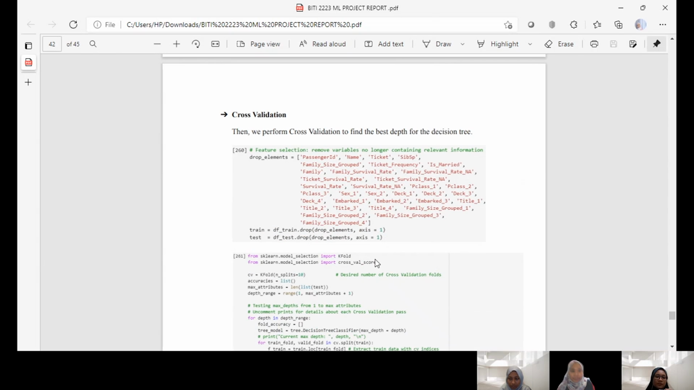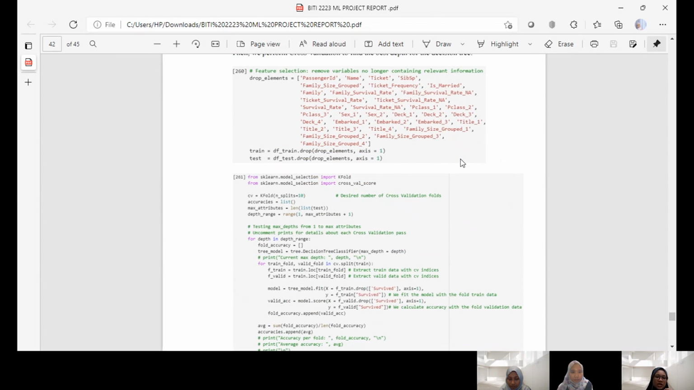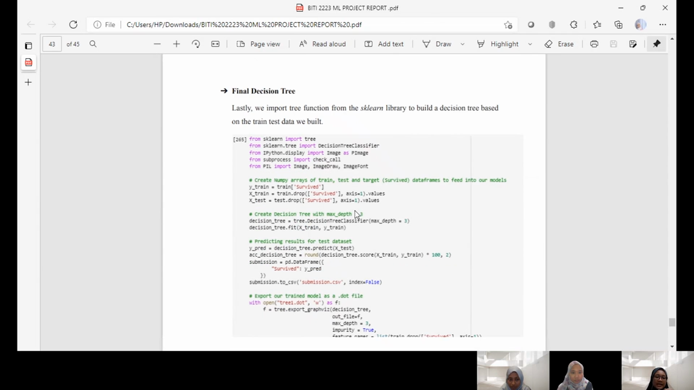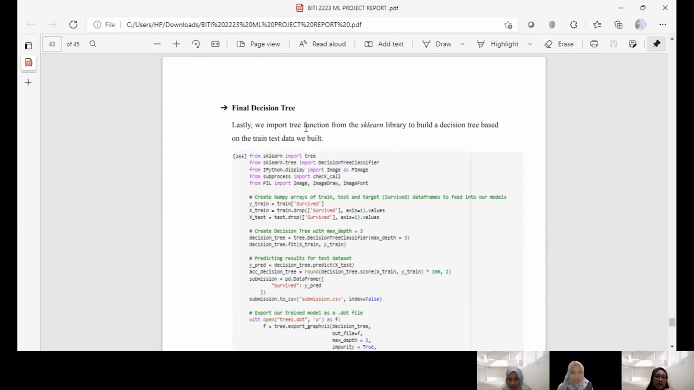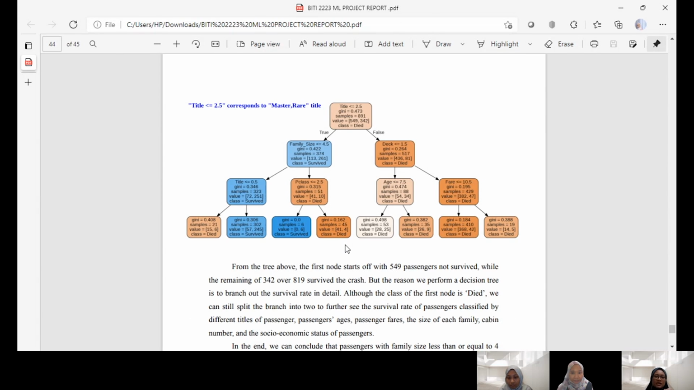Next, we will be performing cross-validation to find the best step for the decision tree. Before that, we need to drop the elements from the feature engineering that we will not be using. And then we will train and test the data. After that, we will find the maximum depth and the average accuracy that we will be using for the final decision tree. Lastly, we will import the tree function from the sklearn library to build a decision tree based on the train test data that we built. And based on the coding, we see that this picture is the final decision tree.